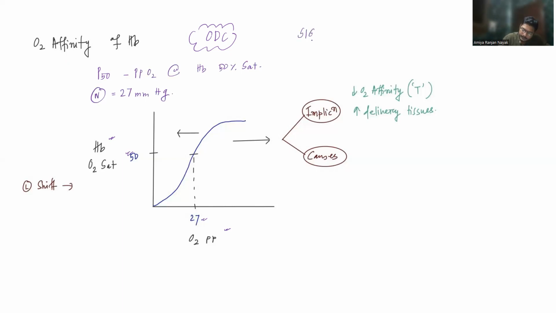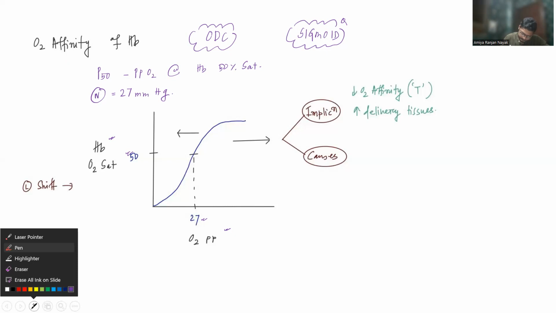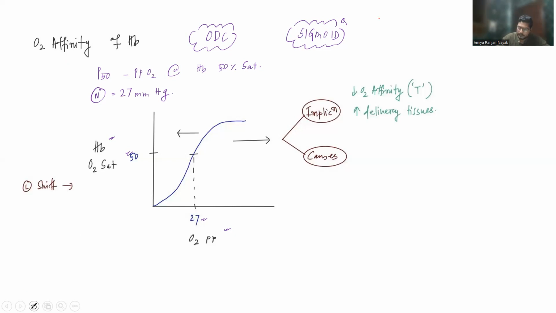It is a sigmoid shaped curve. Why is it sigmoid? Whenever the oxygen saturation is less, whenever there is deoxyhemoglobin, meaning oxygen saturation in the hemoglobin is less, the hemoglobin tends to stay in a tensed state, a tensed form.